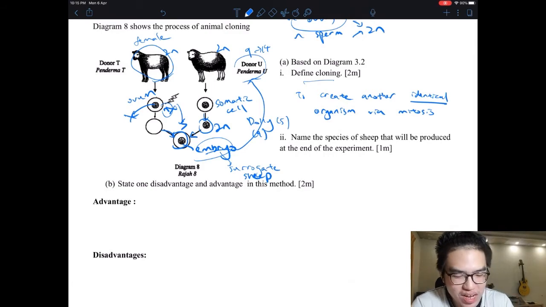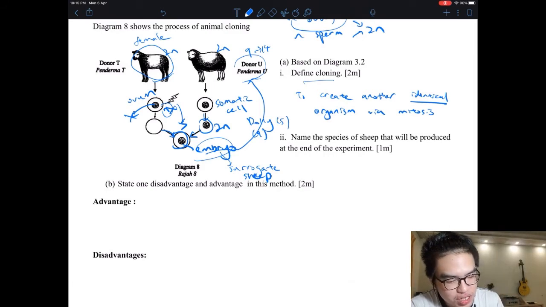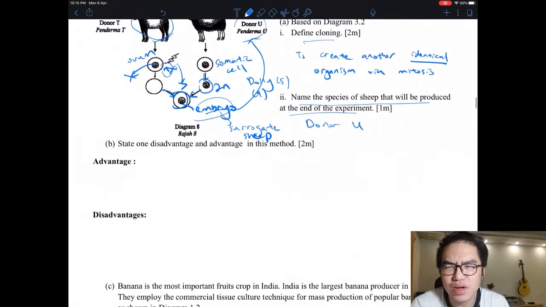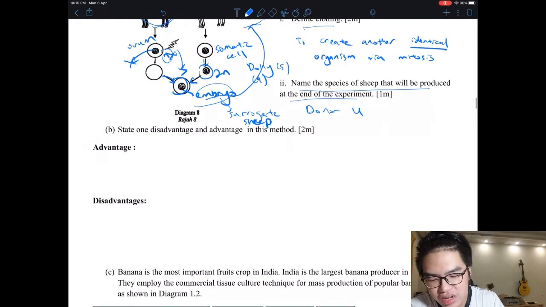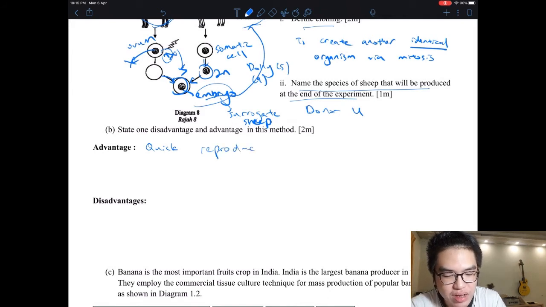Number 2, name the species of sheep that will be reproduced at the end of the experiment. So who am I producing? I'm producing donor U, because I'm using his cell. State 1 disadvantage and advantage. So what is the advantage? Quick reproduction. This is very fast. Like I said, in 1 year you can create an adult sheep. What else? It is identical.